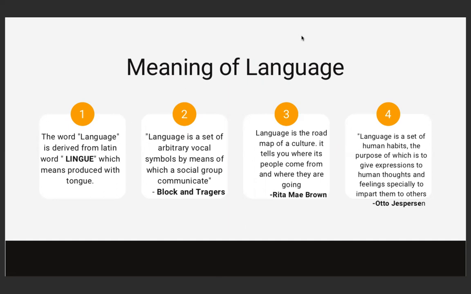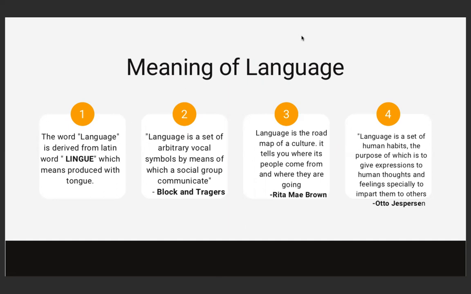Let's look at the second point. Language is a set of arbitrary vocal symbols by means of which a social group communicates. This definition of language is given by Bloch and Trager.